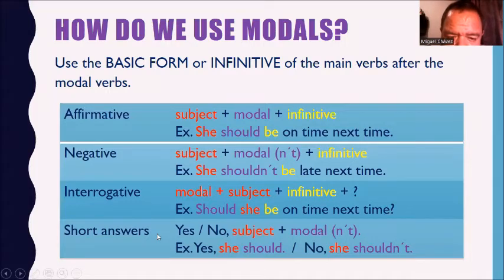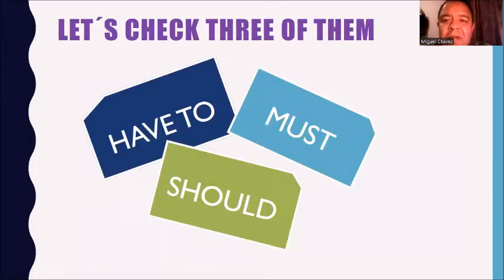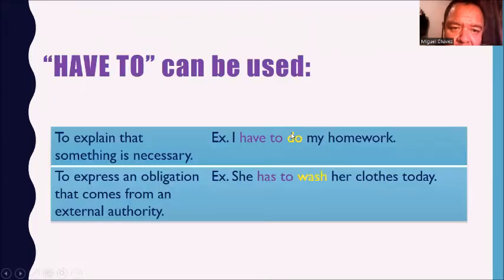Short answers: yes or no, subject, modal verb in affirmative or negative. For example, yes, she should, no, she shouldn't. We are going to apply this structure for any modal verb. Let's check 3 of them. We are going to see the structure and the use of the modal verbs have to, must, and should.